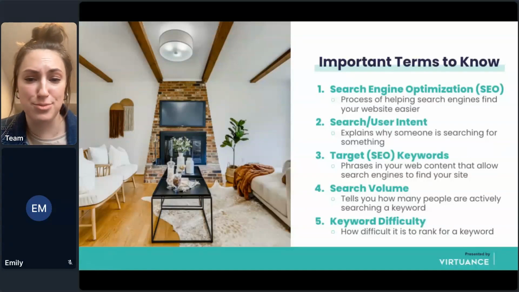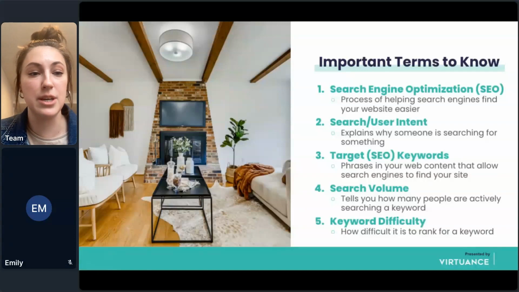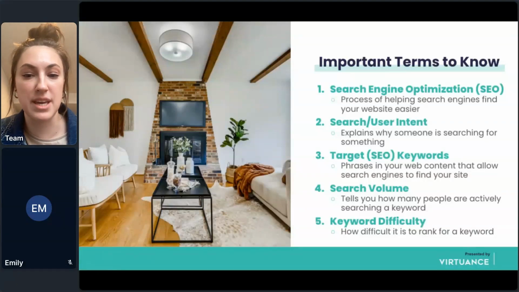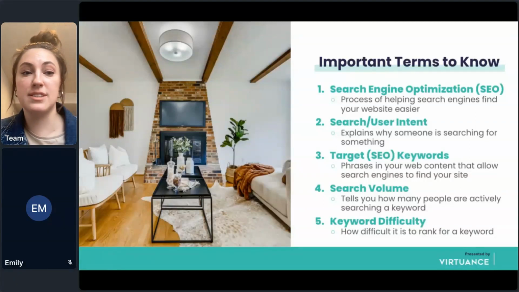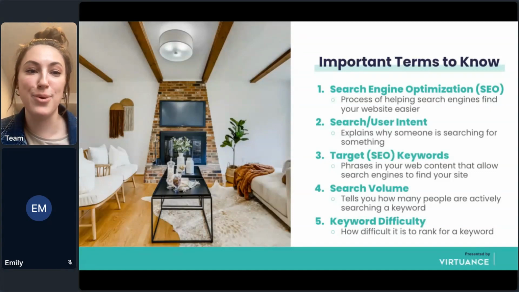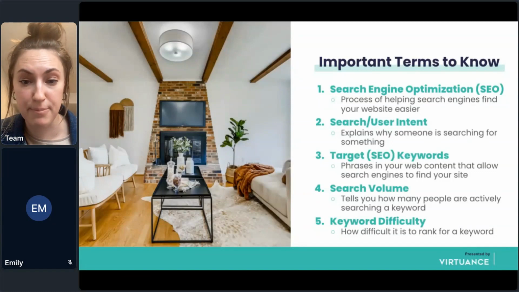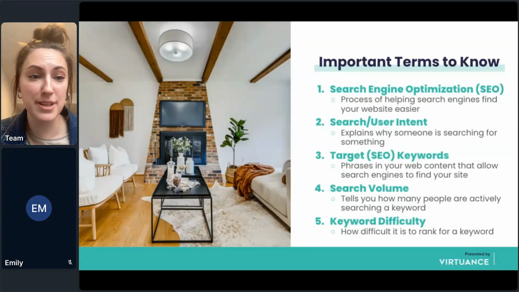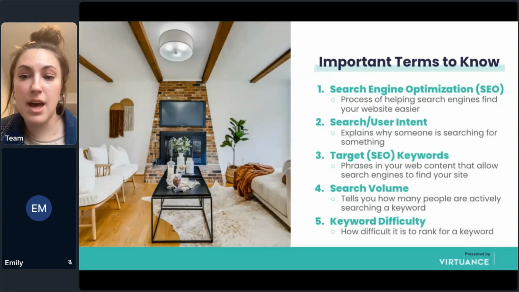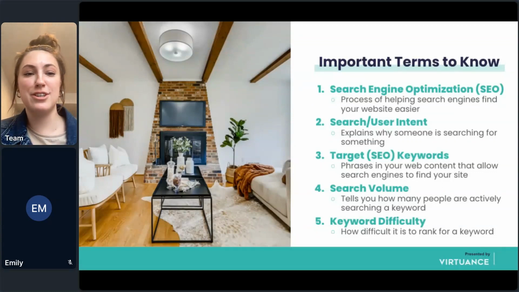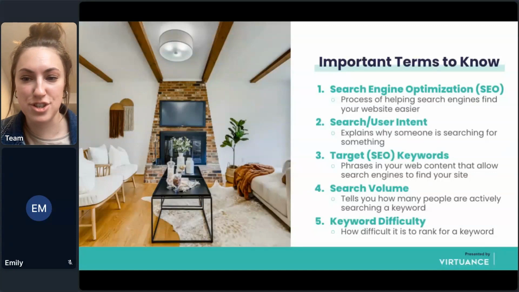Just as a reference, it might be more difficult to rank for a keyword such as real estate agent near me than it is for something such as Denver real estate agent or Colorado Springs real estate agent, which are focused around your local market. It's important to pay attention to your keyword difficulty because you don't want to waste your time, especially when you're just getting started and building out that SEO foundation. You want to target keywords that you have a really good chance of ranking for. So keep that in mind when you're looking into keyword difficulty.